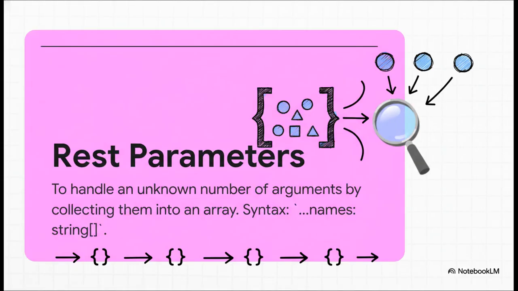And last but not least, what do you do when you have no idea how many arguments you're going to get? Think about adding tags to a blog post. That's what REST parameters are for. You use those 3 little dots, and TypeScript just scoops up all the leftover arguments and puts them into a nice, clean array for you. It's an incredibly powerful way to handle lists of things.